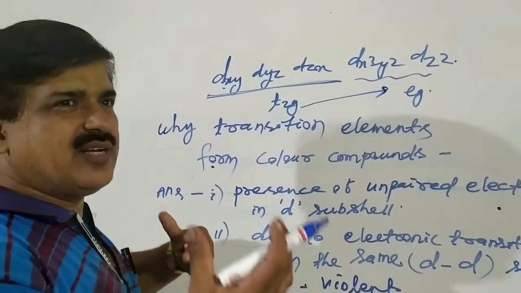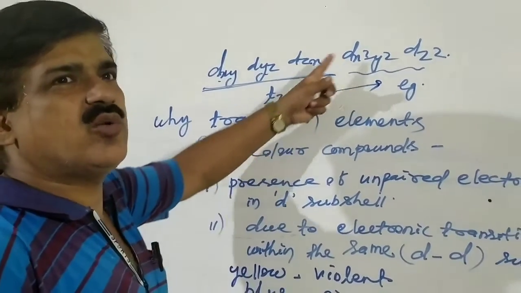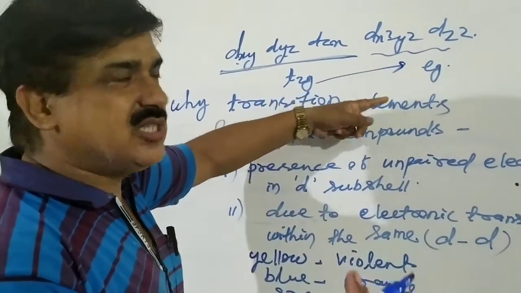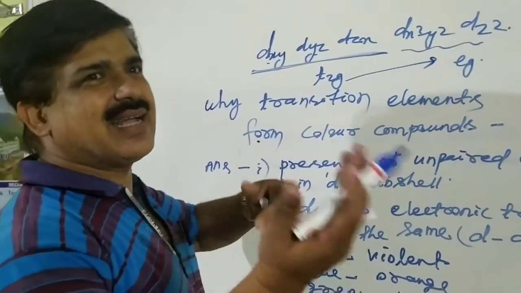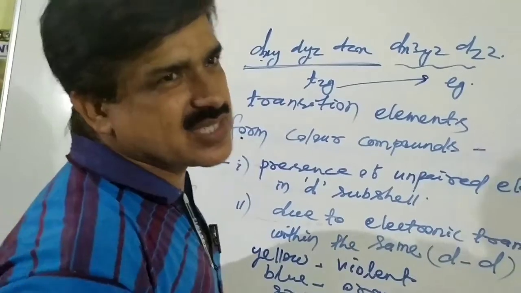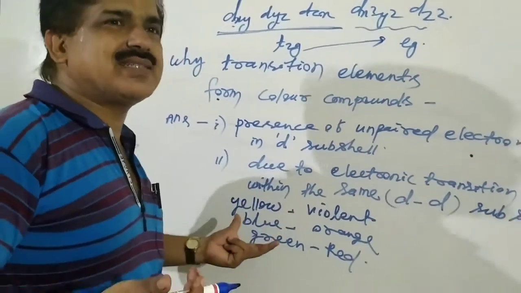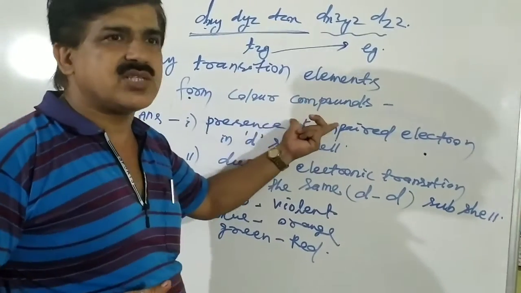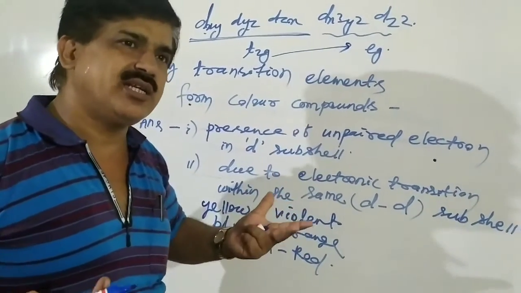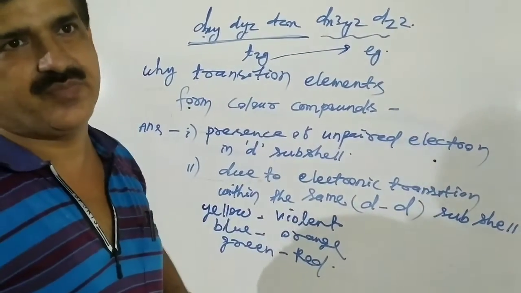By absorbing energy, it will jump from lower to higher energy. By radiating energy, it will jump from higher to lower. Due to this transition, the colored lights are transmitted. These colored lights are the complementary color of the absorbed lights. That's why transition elements form colored compounds in solid or in solution states.